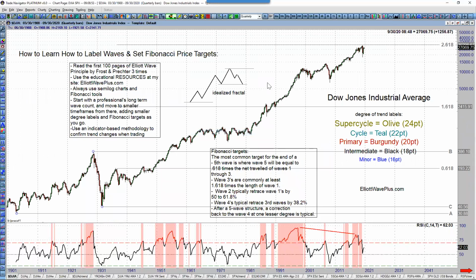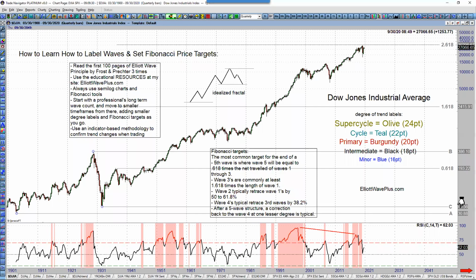Here's the other really important thing on using semilog charts. Notice that down at the very start of this chart, in 1903, the Dow Jones Industrial Average was $30.88. It was at 30. Today, right this second, it's at 27,000. So what this does is it figures a percentage of movement as it moves along, and it allows you to actually see and label the waves.